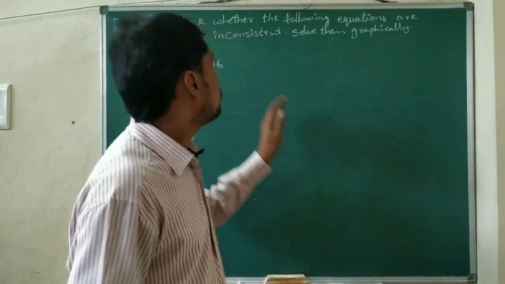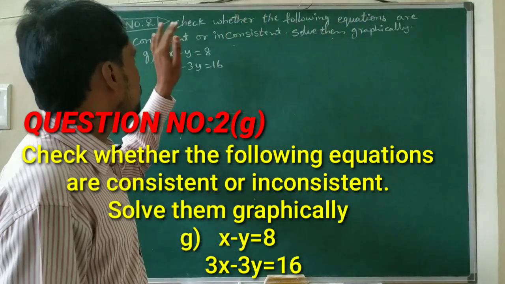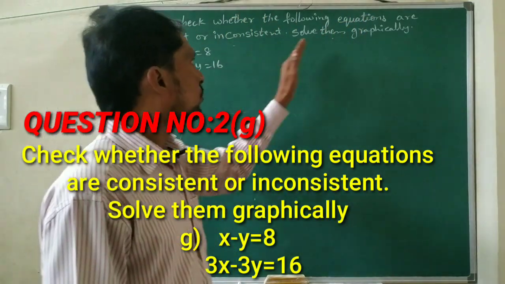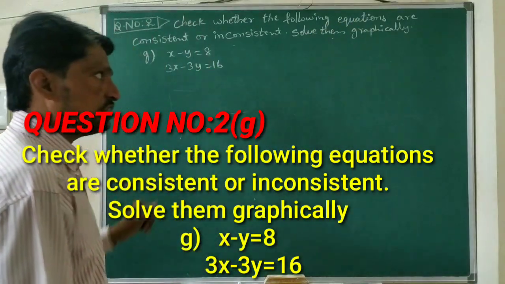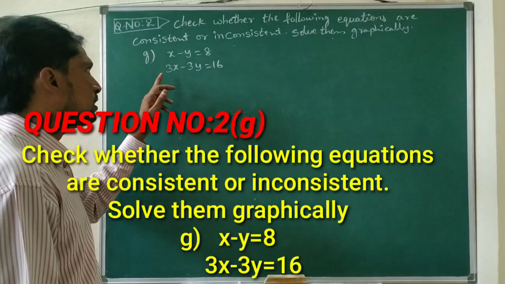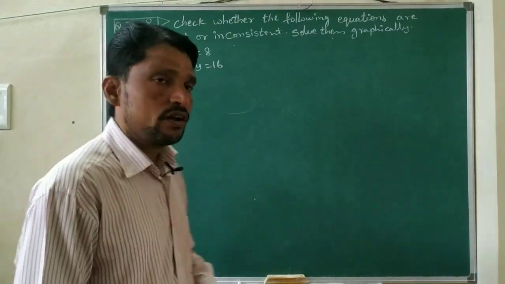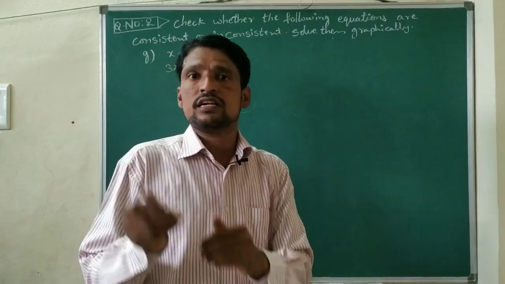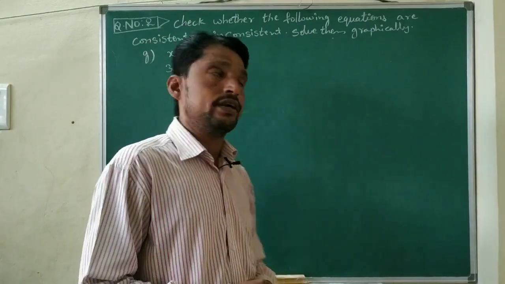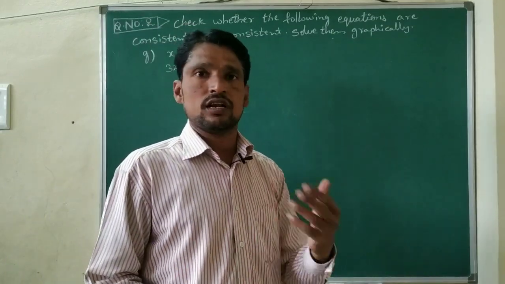Question number 2. Check whether the following equations are consistent or inconsistent. Solve them graphically. The first equation is x minus y equal to 8, and the second equation is 3x minus 3y equal to 16. We need to find whether these equations are consistent or inconsistent, and we also need to show it in graphical representation.